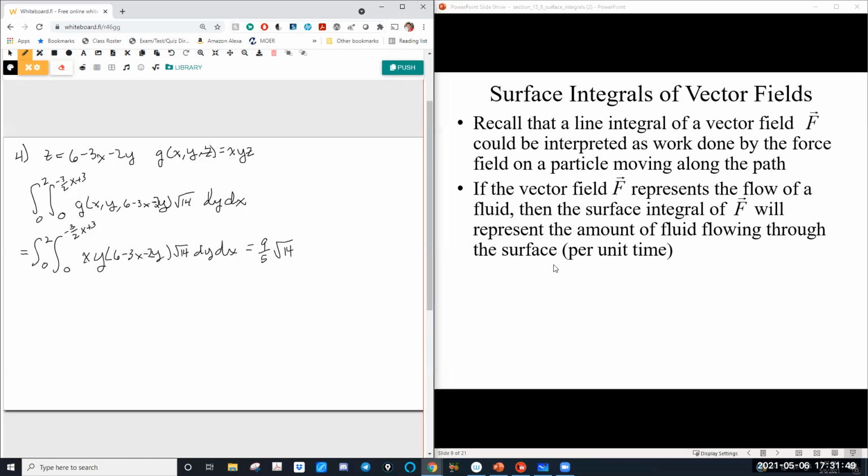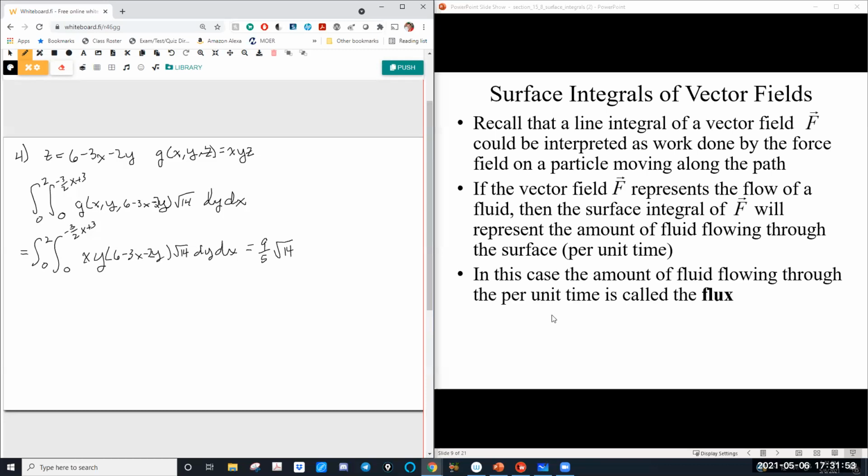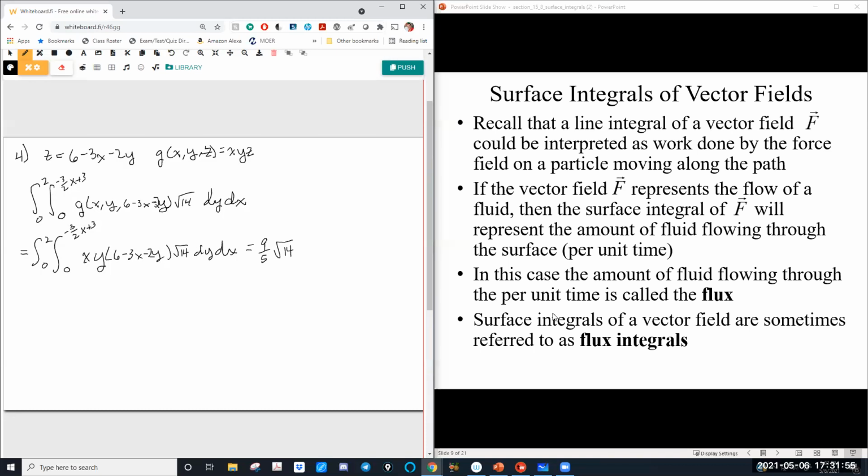That's what we're doing with these surface integrals over vector fields. We're essentially going to be doing flux integrals. Here's the only difference. When we were working on line integrals, we were doing it over a one-dimensional path, and we were looking to what extent the vector field goes out of our closed path versus into our closed path.